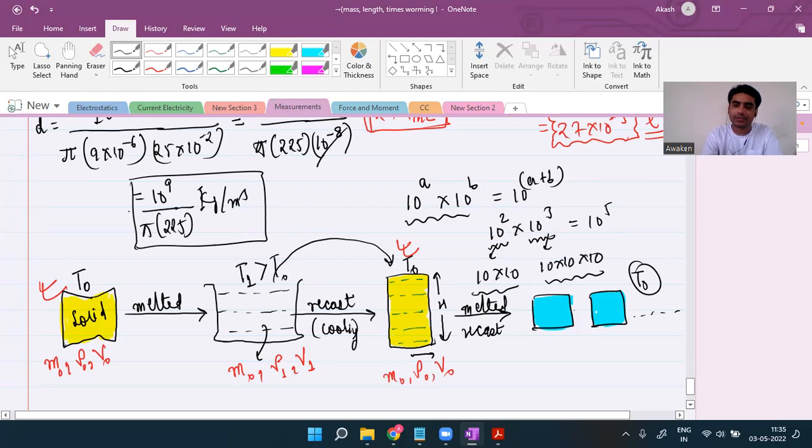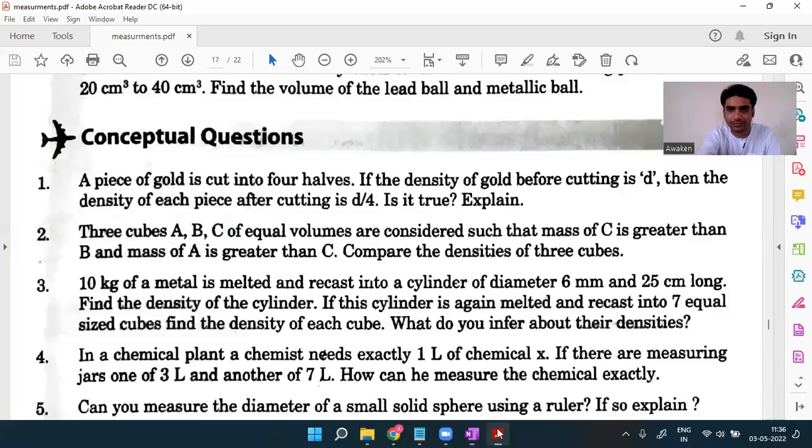Now you see, the cylinder's volume we just found out, right? So now 7 cubes are there. Can you find the volume of 1 cube? It's just divided by 7. So that will be the answer. I just gave you hints. Now what you do after the class, you solve the question in detail and check the answers. Got it?